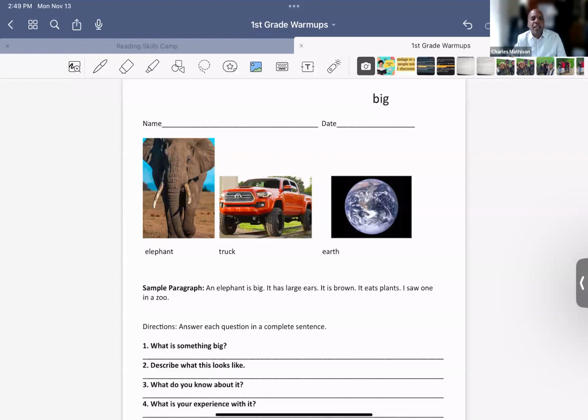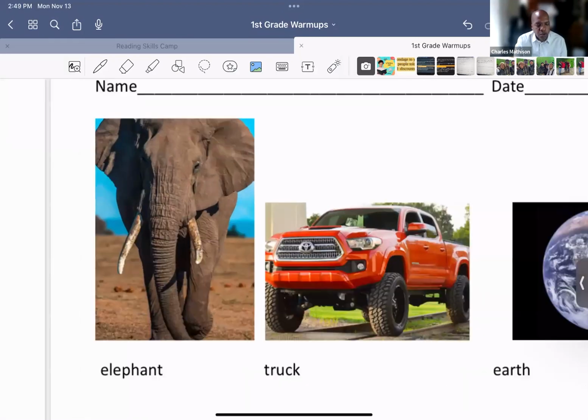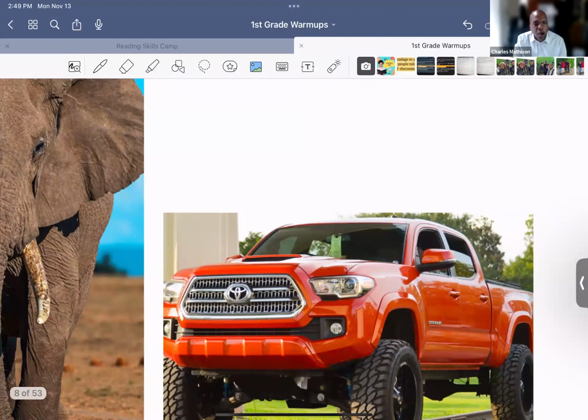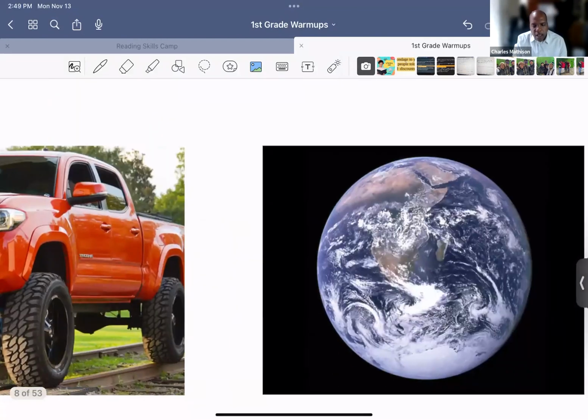And some of the things that we look for when we describe include color. So for example, this elephant has a brownish gray color. This car has a red color. The Earth, looking at it from space, looks like it has a bluish color.